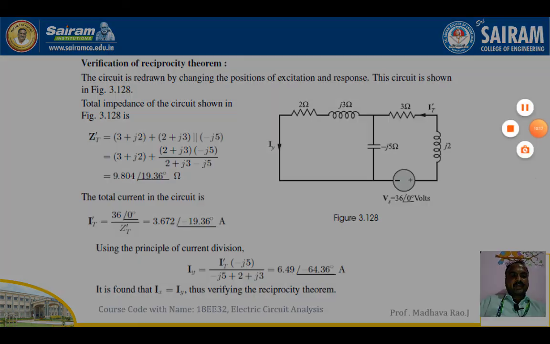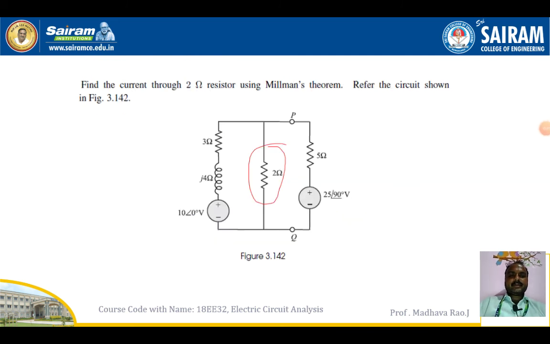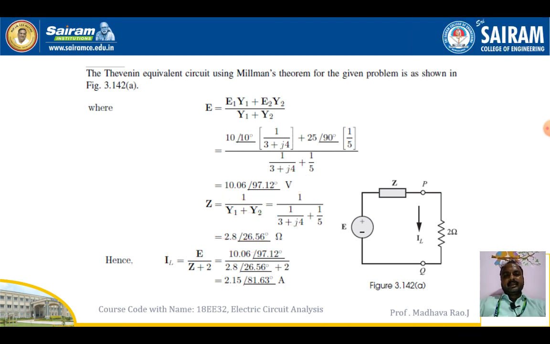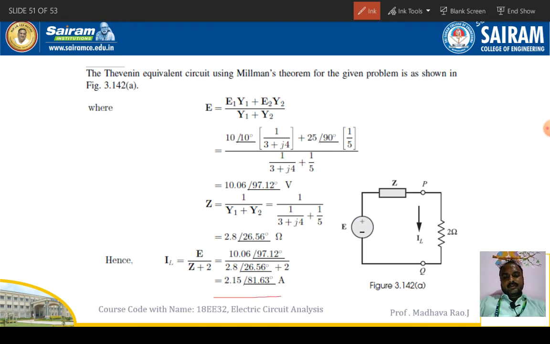Coming to the Millman's theorem problem, the condition is that the circuit may consist of multiple voltage sources. So remove the 2 ohm resistor, find the current through the 2 ohm resistor, and find the voltage E using (E1 Y1 plus E2 Y2) divided by (Y1 plus Y2). Z you find as 1 by (Y1 plus Y2), and find the line current IL as E divided by (Z plus 2). So finally we will get 2.15 at an angle 81.63 amperes.